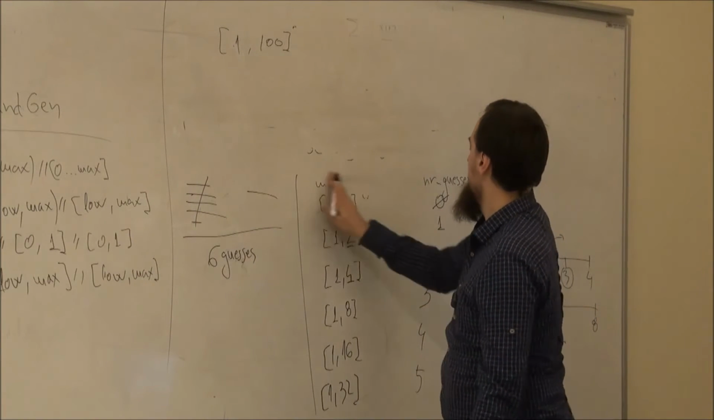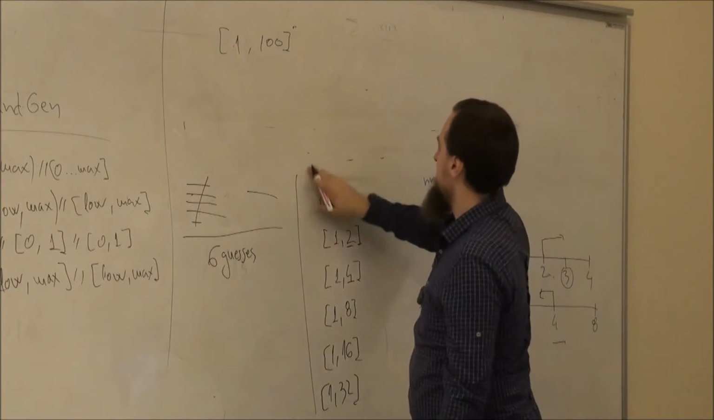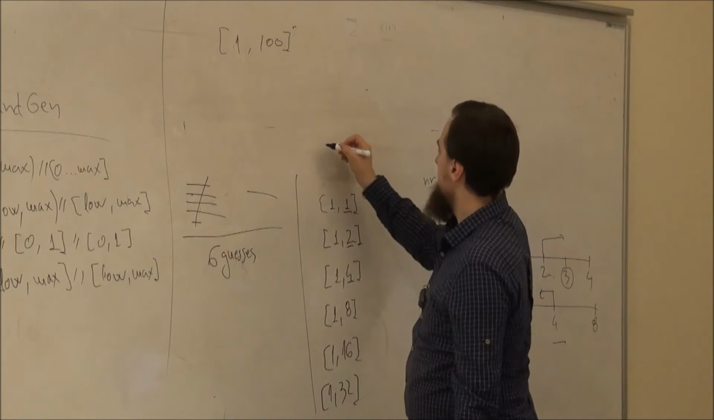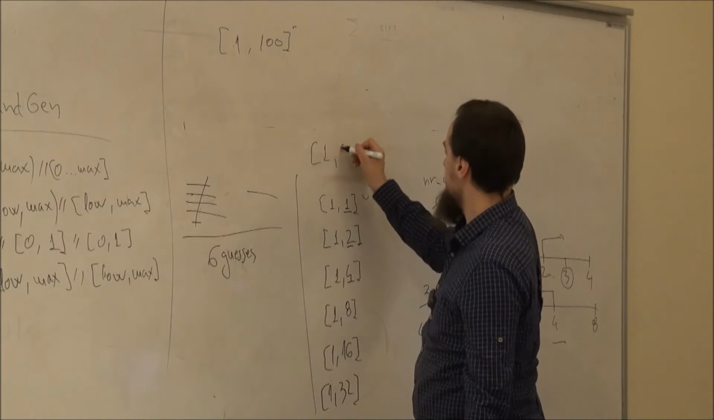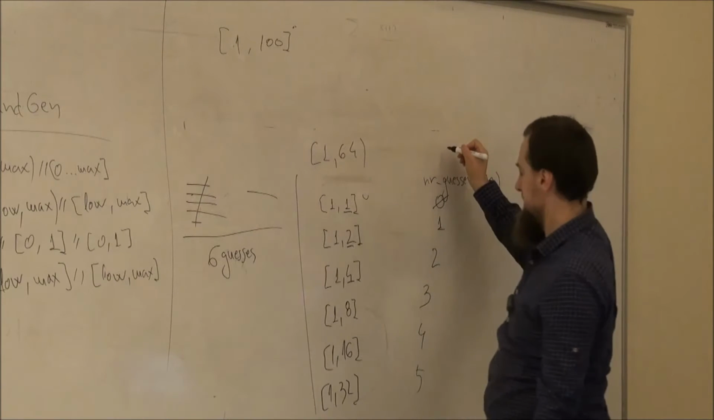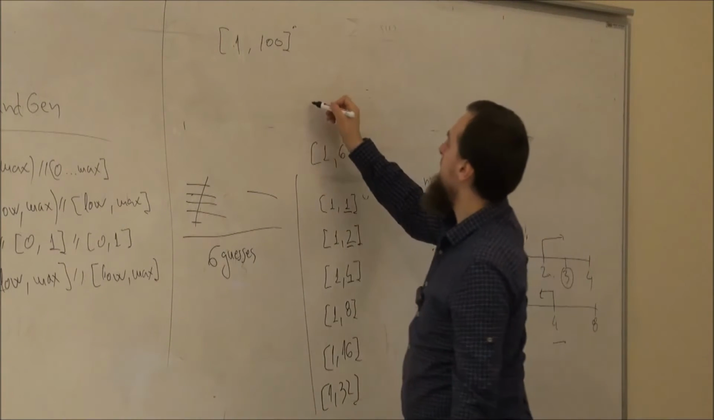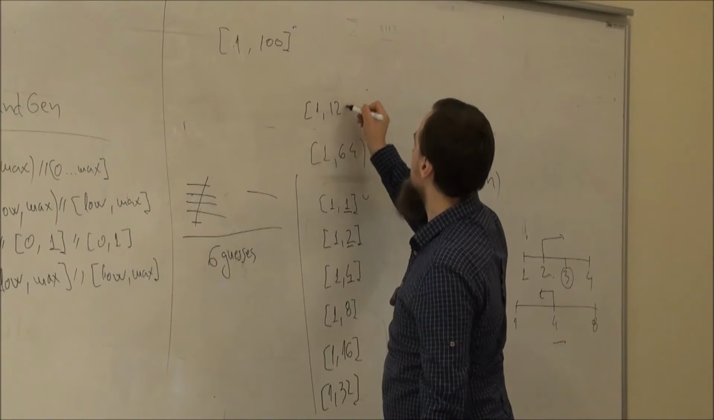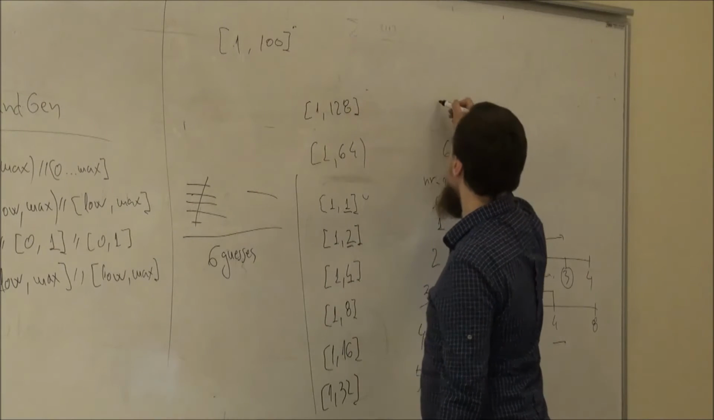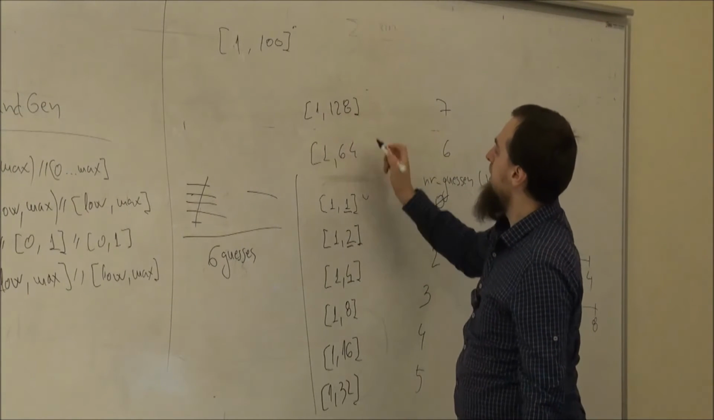So, between 1 and 64, how many guesses do you need? 6. And I'm not going to go more than 128. You'll need 7 guesses. Okay.